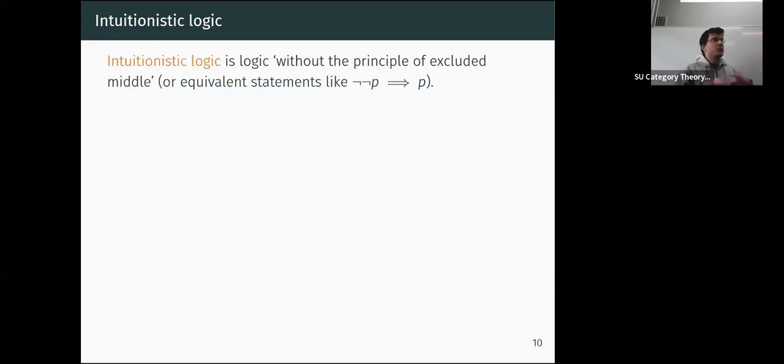In fact, we can say intuitionistic logic is like classical logic, but we remove the principle of excluded middle. And by that, I also mean we remove other equivalent statements like double negation elimination, which says that not not P implies P.